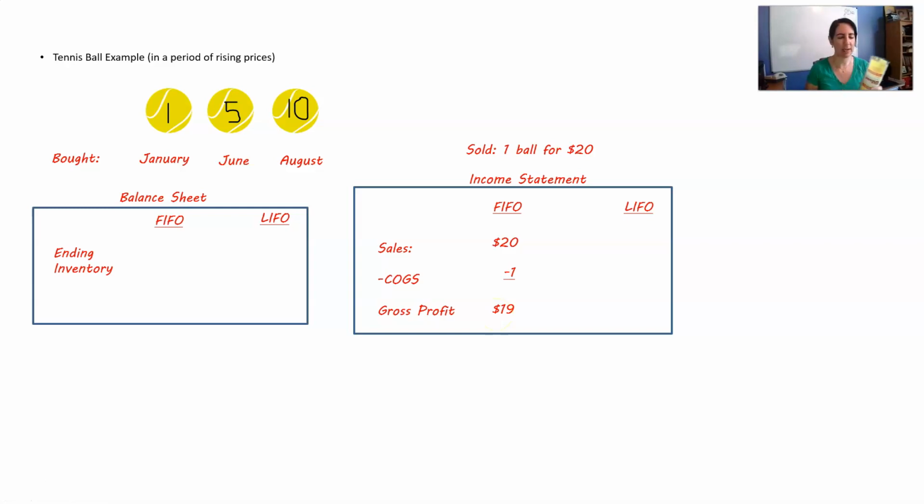And what do I have left in ending inventory? Well, I have the $5 and $10 tennis balls still. I still have the most recent ones. So I have $15 in my ending inventory.